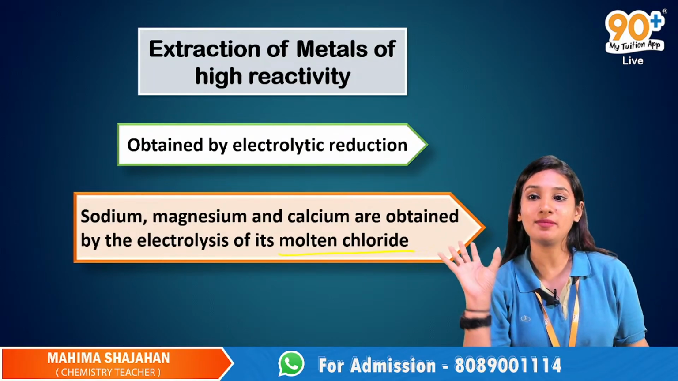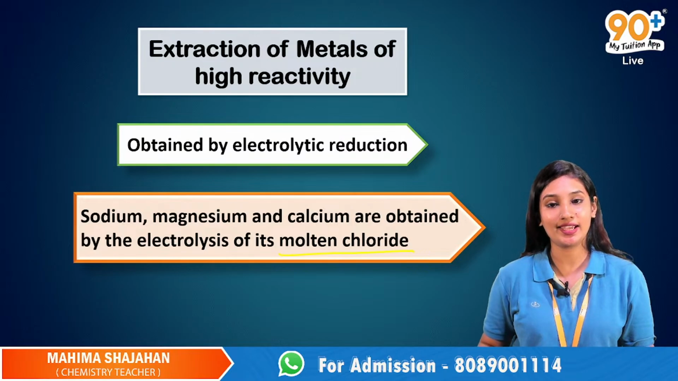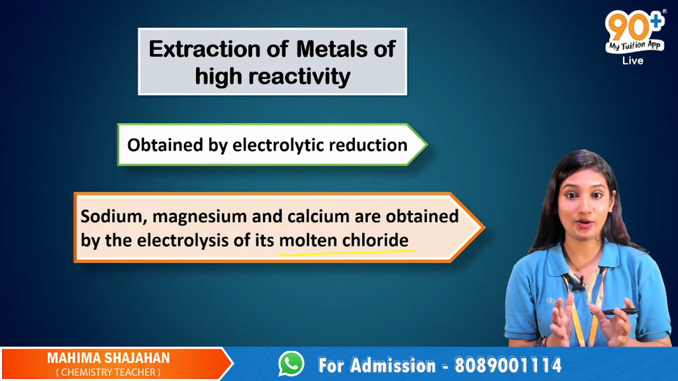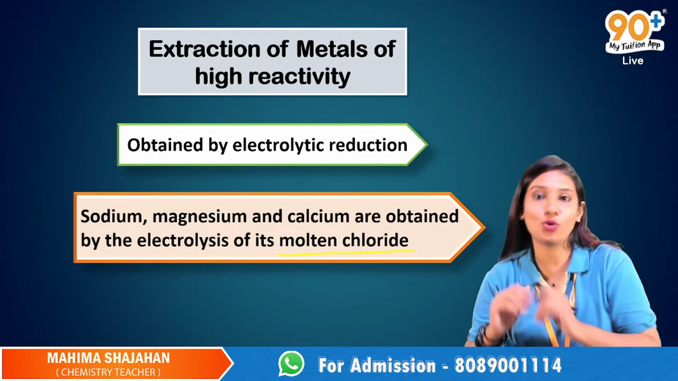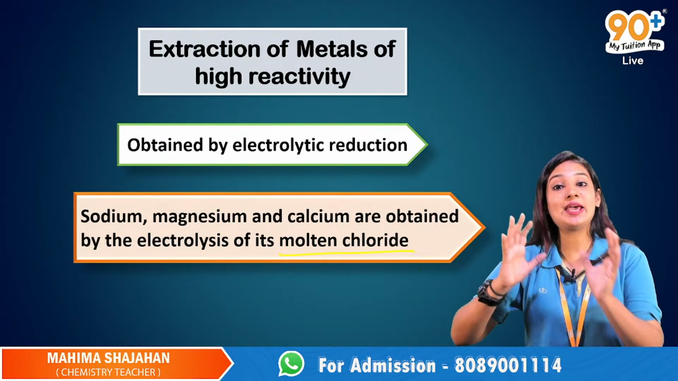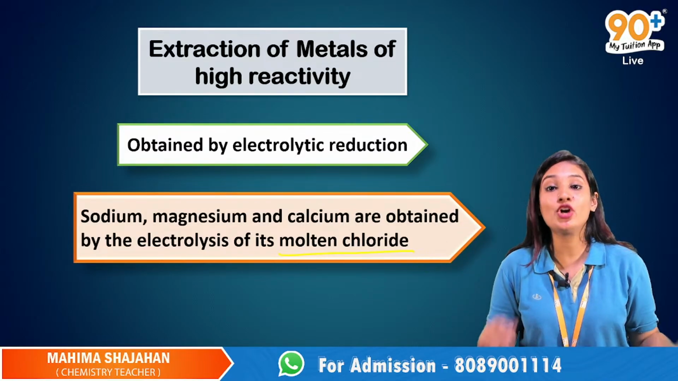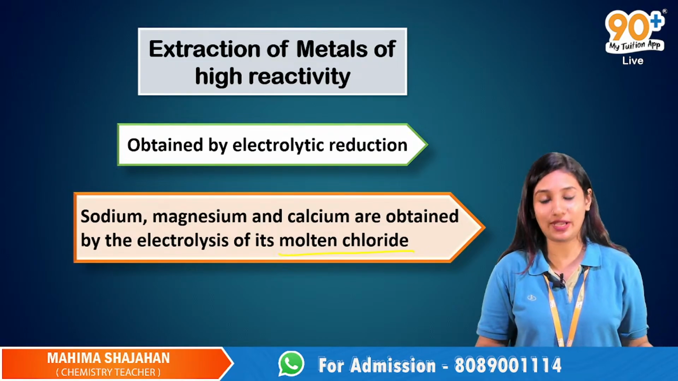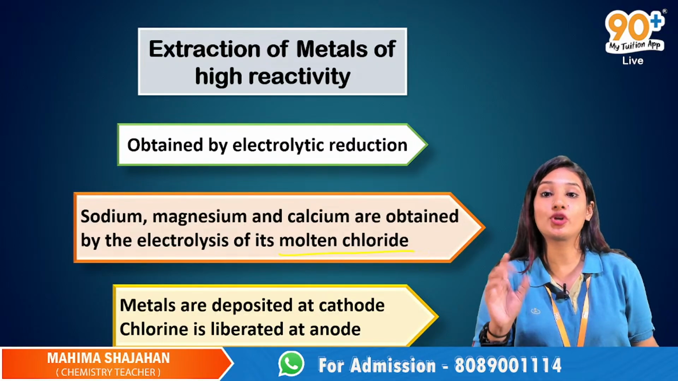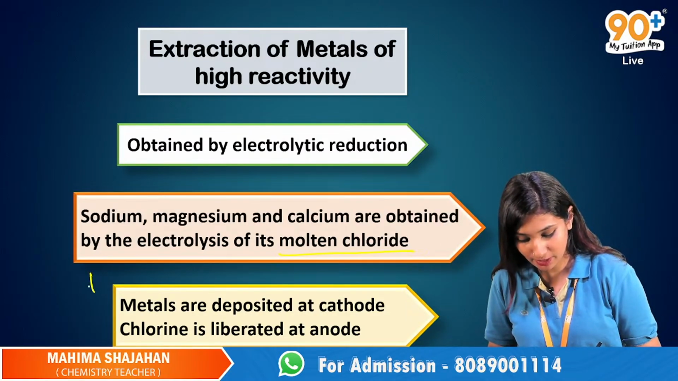Sodium, magnesium, aluminium: we take the molten chloride form and pass electricity. Now, when we pass electricity, the metals get deposited at the cathode. That is an important point. At the anode, chlorine gas is liberated.